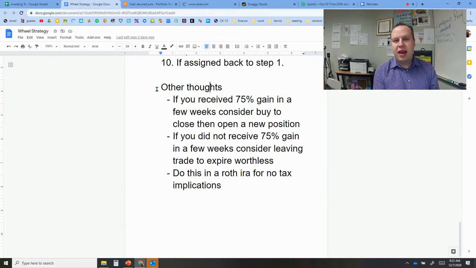Let's say you receive a 75% or higher gain right away. You might want to consider buying to close it and then entering a new position. Let's say you make $50 premium on a cash secured put, and then you could buy to close it at 10 cents literally a week later because the stock just shot way up. It's not going to be worth much money anymore. At that point, it might be worth it just to buy to close and then look for another opportunity.